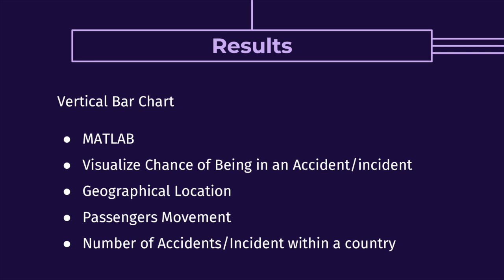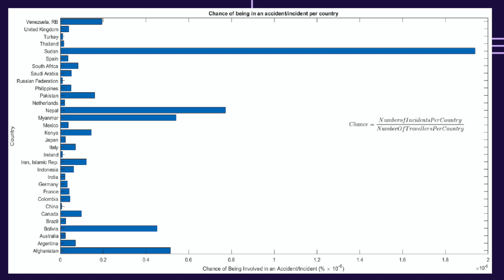MATLAB's vertical bar graph plot was used to visualize the chance of being in an aircraft accident or incident based on location, passenger movement, and a country's aviation safety history. To create this model, two separate CSV file datasets were used, which had to be filtered to only include data from 2008 to 2018. With this vertical bar graph, we can comparatively visualize the chance of being in an aviation accident for different countries, as a chance in a million.